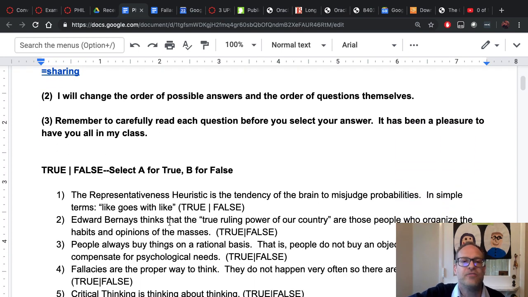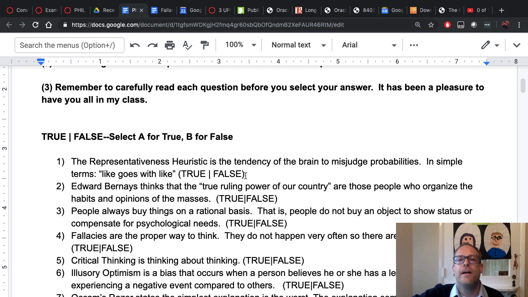Okay, first section is going to be true, false. Here we go. Number one, the representativeness heuristic is the tendency of the brain to misjudge probabilities. In simple terms, like goes with like. And this is true. That is what the representativeness heuristic does.